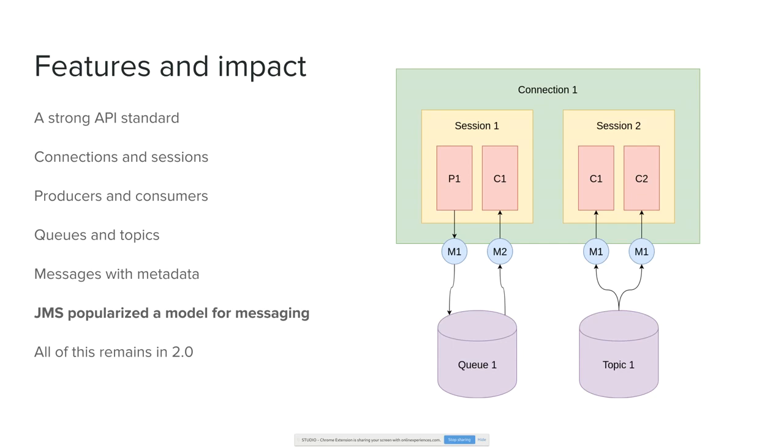And then with JMS, we have a model for the message itself. The message is not just an opaque stream of bytes. It includes metadata, includes properties and fields that people know how to use and interoperate with. And I would say that the big deal with JMS is it popularized this model for messaging to such an extent that a body of knowledge has built up now that has empowered a lot of people to write great, reliable applications based on this technology. And all of this is still there in JMS 2.0.